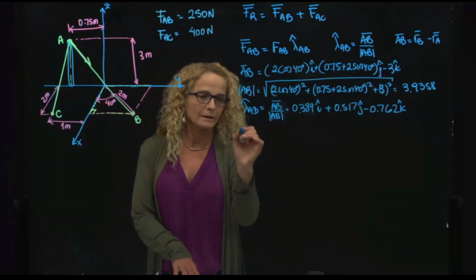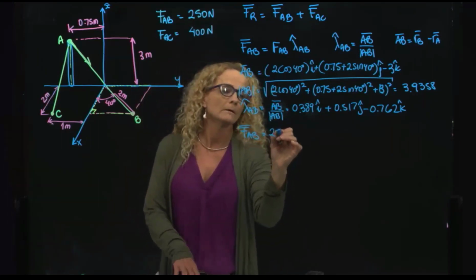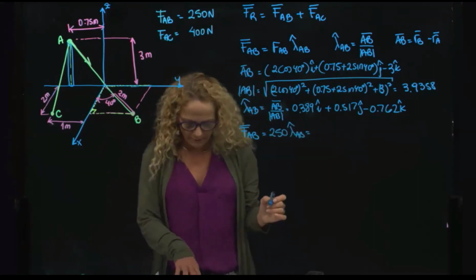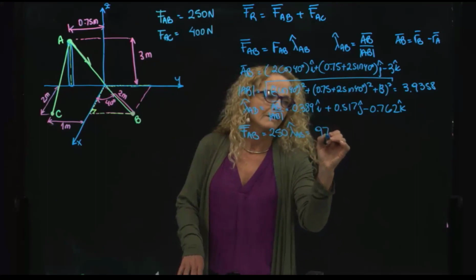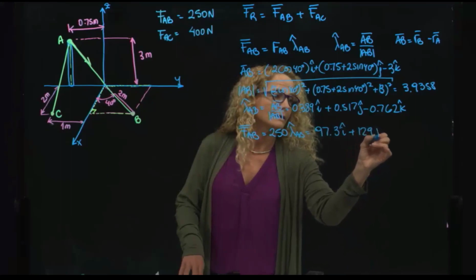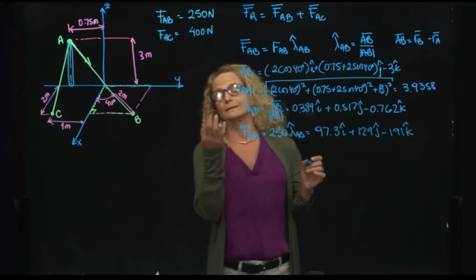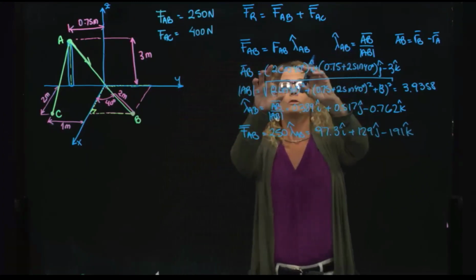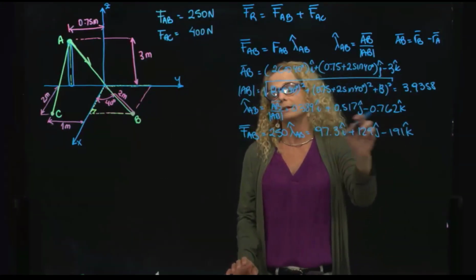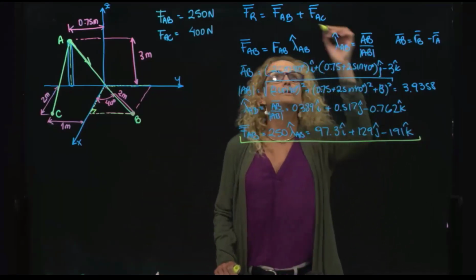So my vector FAB will be equal to 250 times this unit vector, and that gives me 97.3 in I plus 129 in J minus 191 in K. So be careful, as I said, with the decimals. If you don't save at least 4 or 5 decimals for each calculation, you will not get the same result. So we got the first force, which is this one right here.